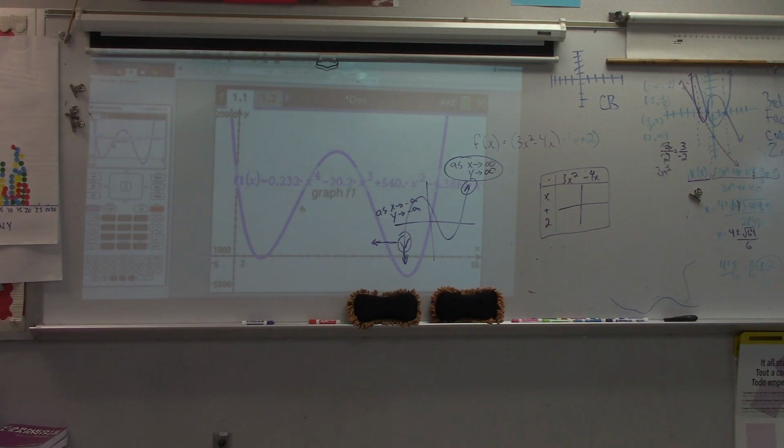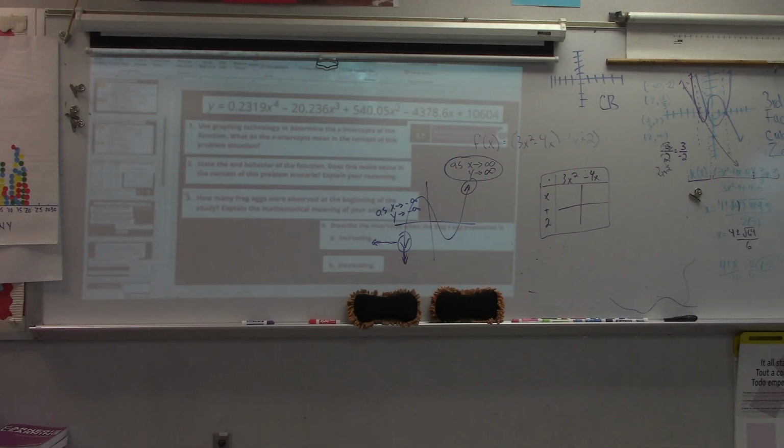If you don't have that after changing your window, notice I changed the domain and range to those values on the board, right? So go to window settings. If you don't have that, then let me know so I can fix it. But guys, we got to be able to type an equation into the calculator. Remember, domain is your X, range is your Y.